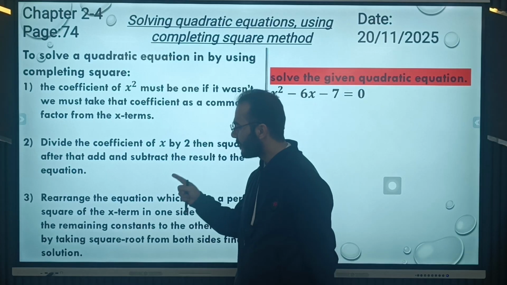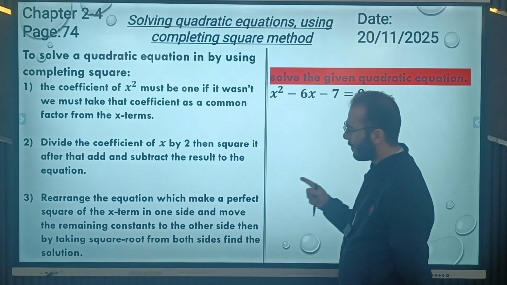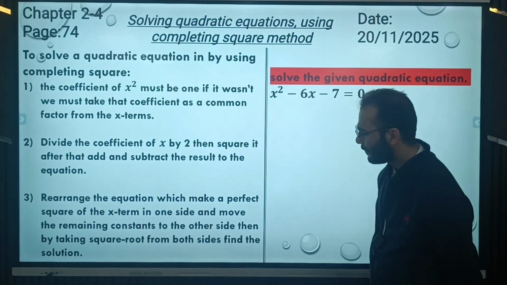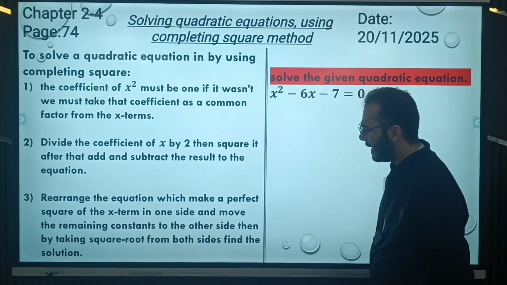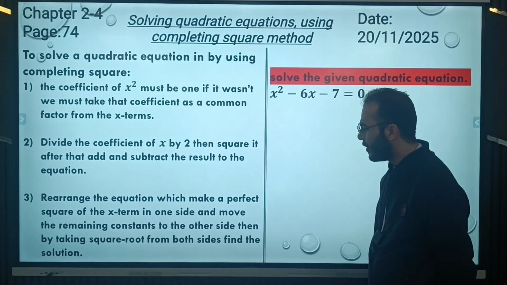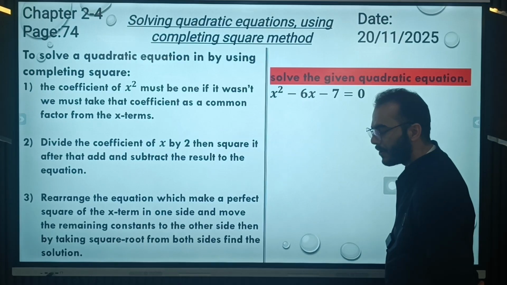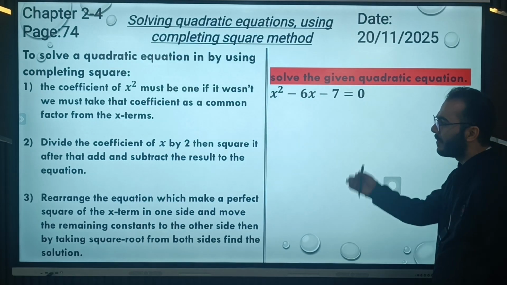The third step says to rearrange the equation to make a perfect square of the x term on one side and move the remaining constant to the other side. Then by taking square roots from both sides, find the solution. We are going to solve some questions in order to make these three steps clear.